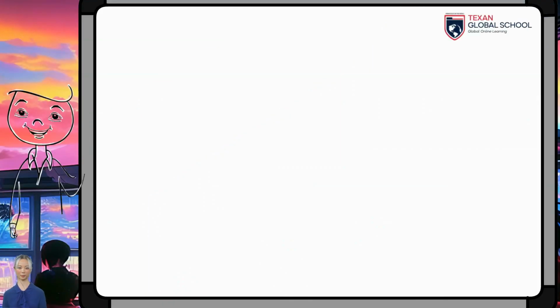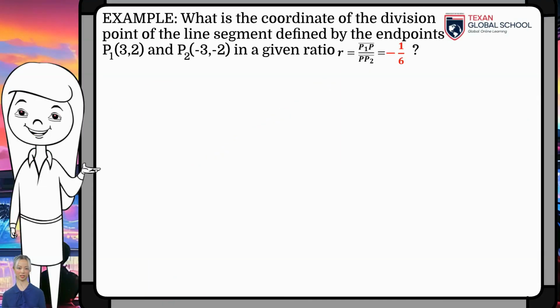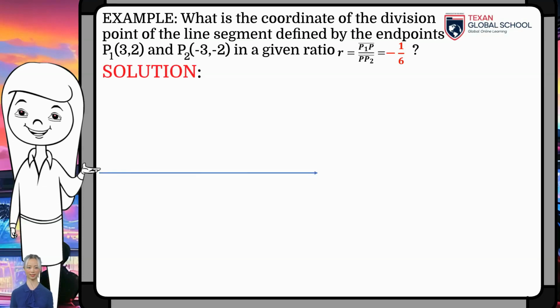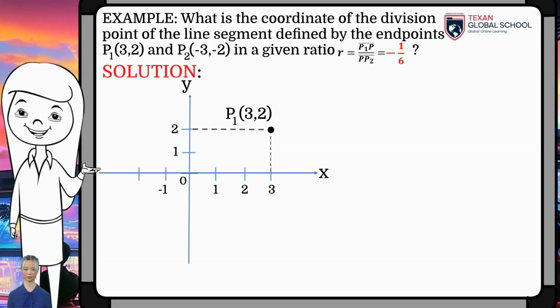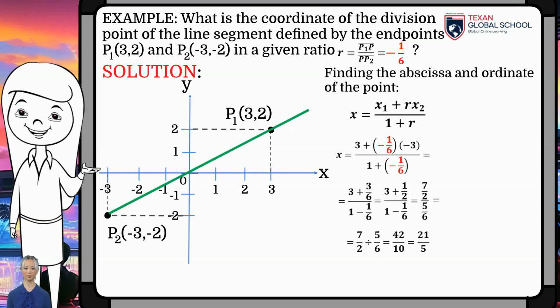In this last example, what is the coordinate of the division point of the line segment defined by the endpoints 3, 2 and the point P subscript 2 with coordinates -3, -2, but with a negative ratio of -1/6? First, graph the points in the plane. Now, calculate the abscissa of the point that divides the line, substituting x1 equal to 3, the given ratio equal to -1/6, and x2 as -3.